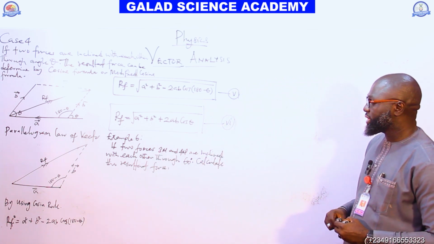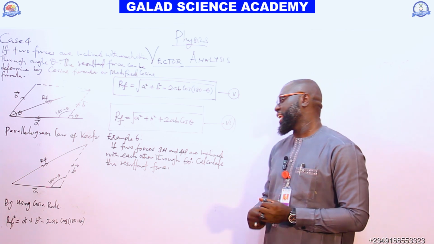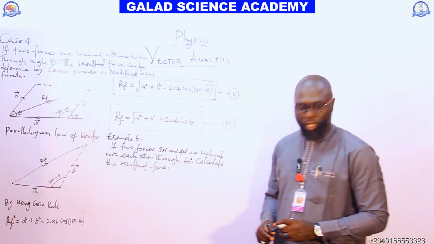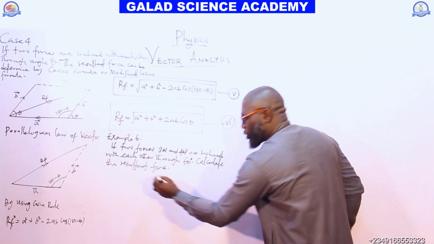So we are using what? 3 and 4 Newton inclined through an angle of 60 degrees. You are asked to find the resultant force. So, solution.